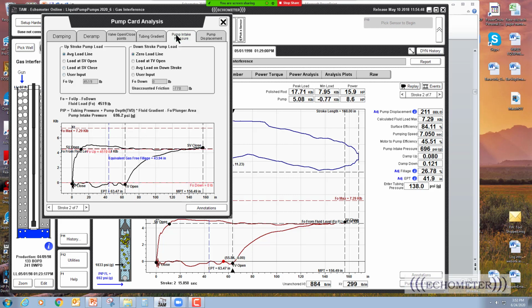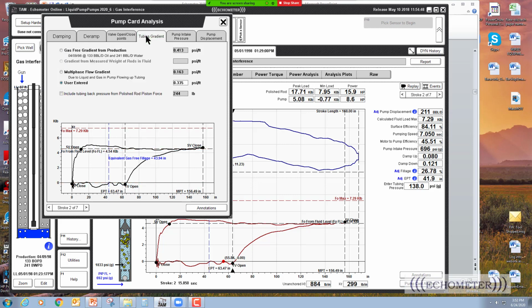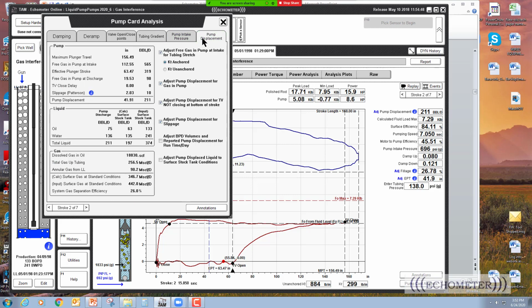And then the pump intake pressure is calculated based on the fluid load line average up and the fluid load line average down. That's where this pump intake pressure comes from. The discharge pressure comes from the tubing gradient tab right here. So we've got the tubing fluid gradient, and then we can calculate the discharge pressure. And then it goes through on the last tab where the pump displacement is calculated. We've already talked about how this is calculated, and this is where we adjust for stock tank.